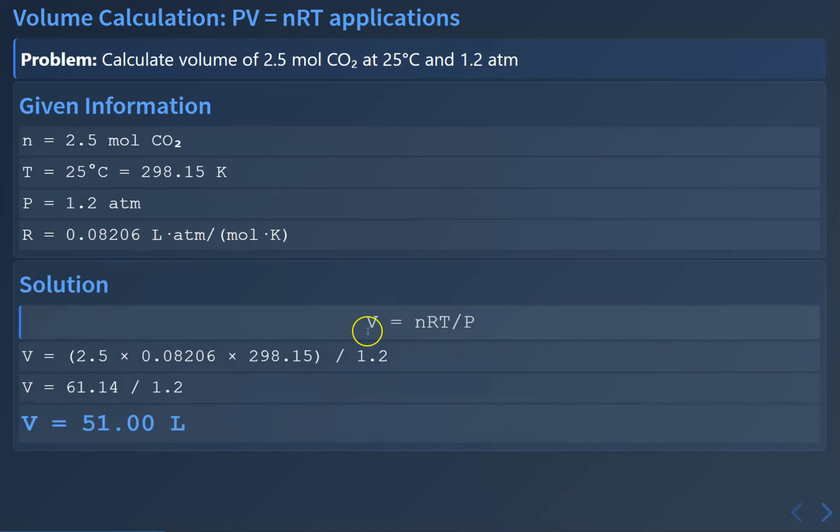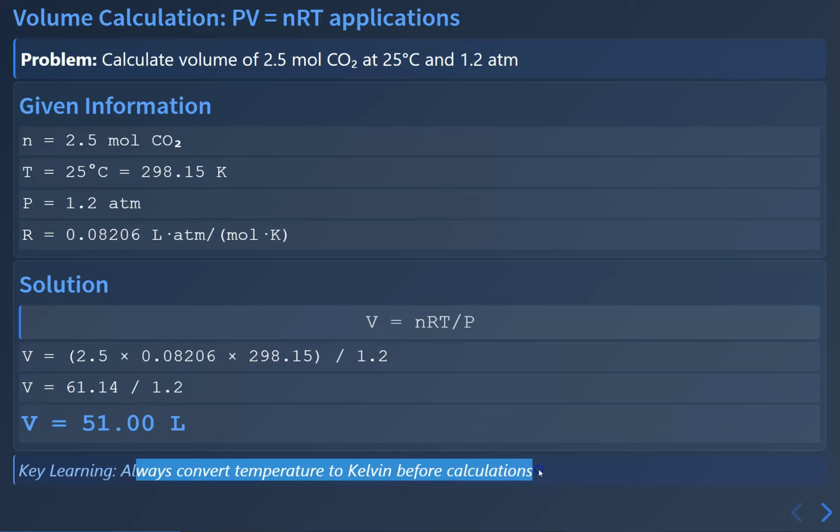Now we know that PV is equal to nRT. If we rearrange, V is nothing but nRT by P. Now if I plug all these values, n is equal to 2.5 multiplied with R 0.08206 multiplied with T 298.15 divided by P 1.2. So finally we will get V is nothing but 51.00 liter, means 51 liter. So now here key learning is always convert temperature to Kelvin before the calculation. Okay, fine. So here we did that.